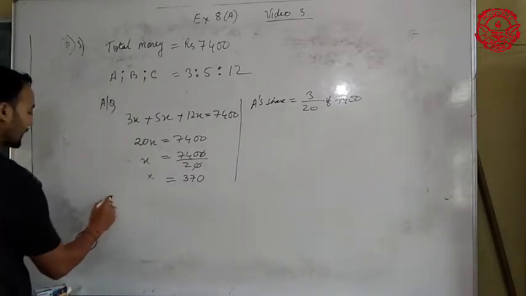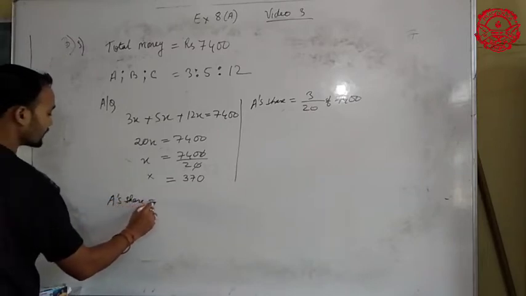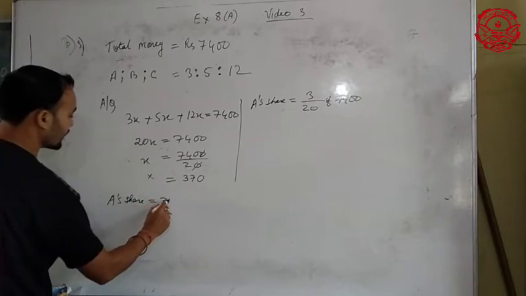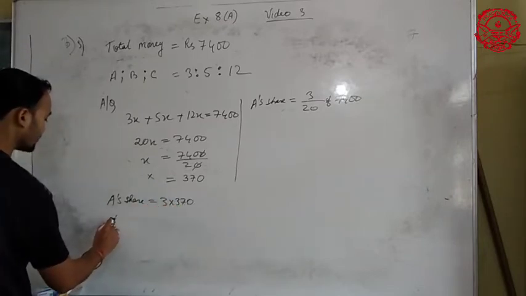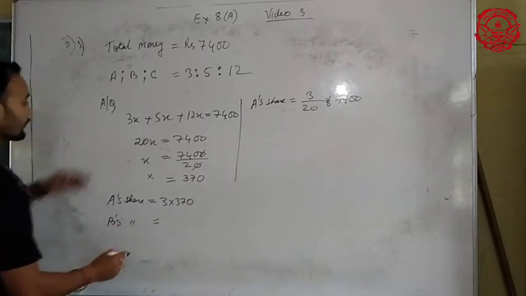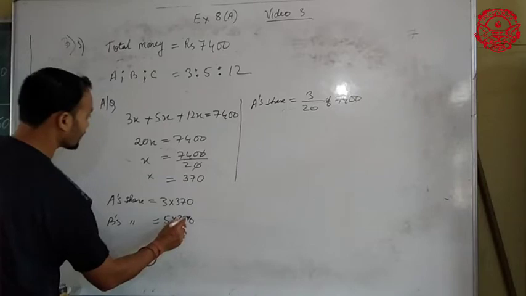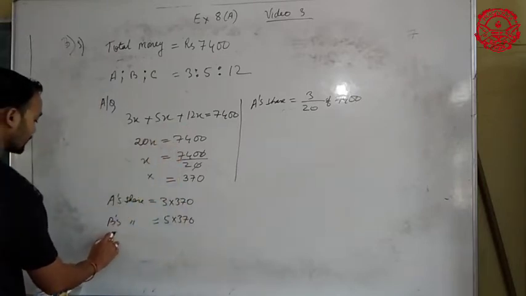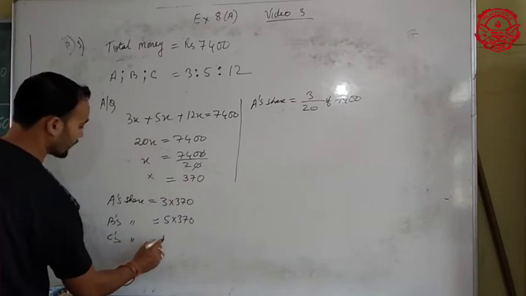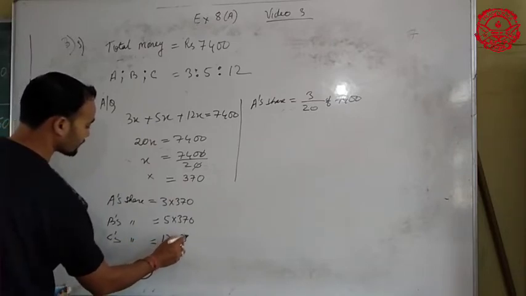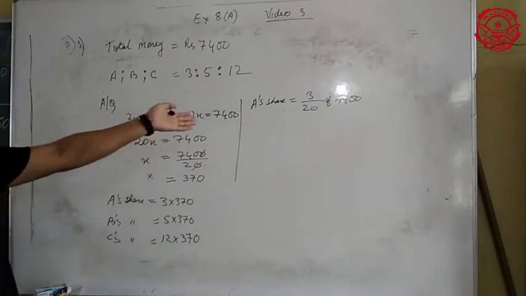Now A gets how much? 3x, so 3 into 370. B gets 5x, so 5 into 370. C gets 12x, so 12 into 370. This is one method.